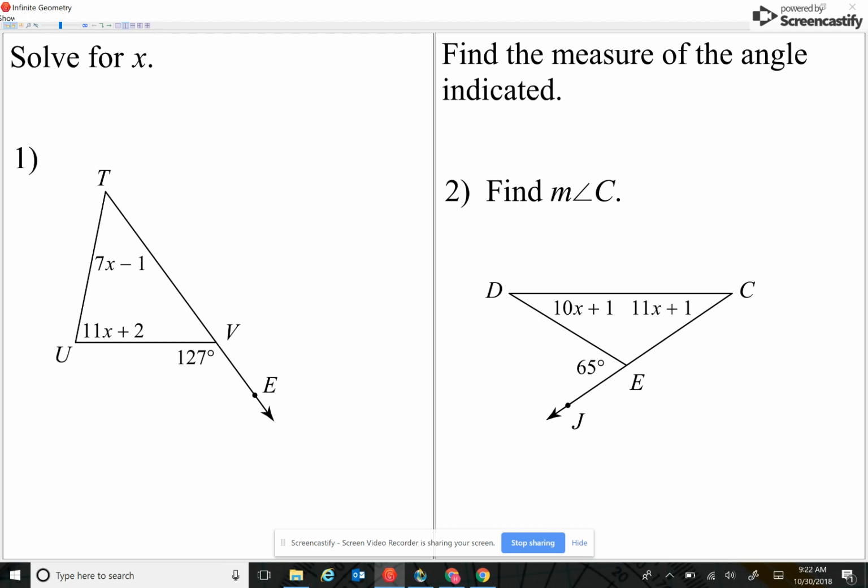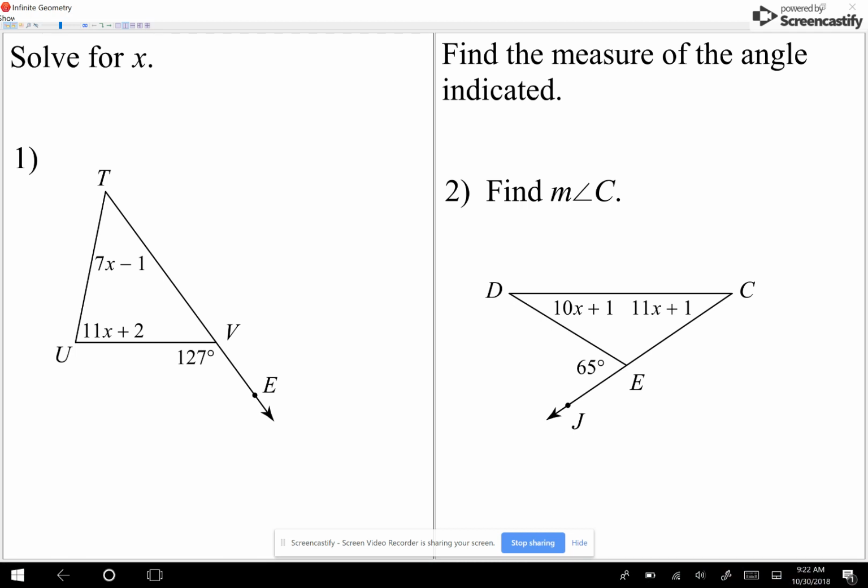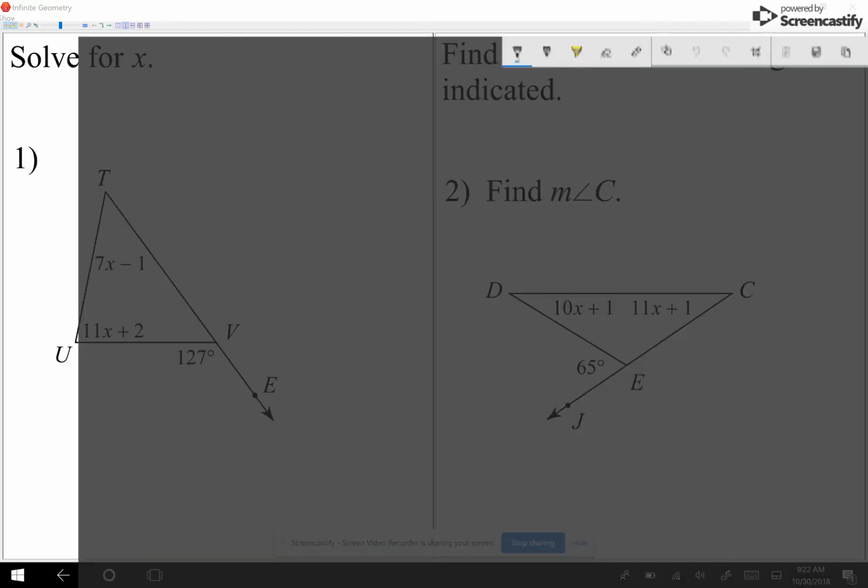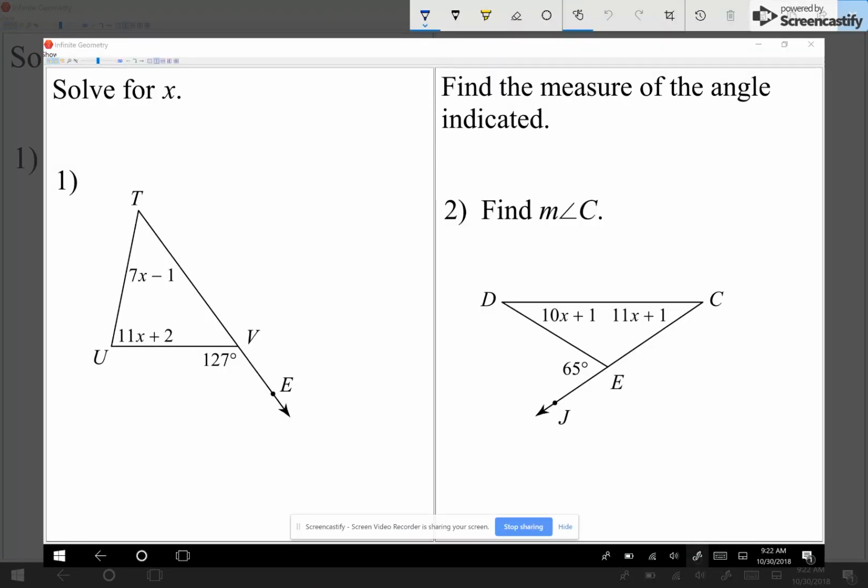For today's work, the first thing we're going to be looking at, I already showed the lecture, so I'm not going to show it here. When I'm asking you to solve for x, and I'm giving you two angles on the inside and the opposite angle on the outside, we're going to add the two angles on the inside. So 7x minus 1 plus 11x plus 2, add the two on the inside, and it's equal to, in this case, 127, the angle on the outside.